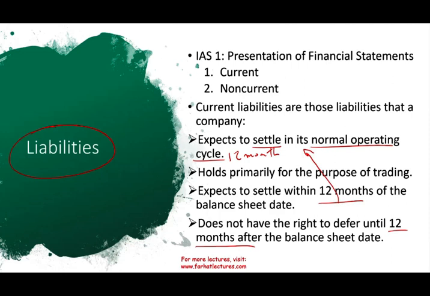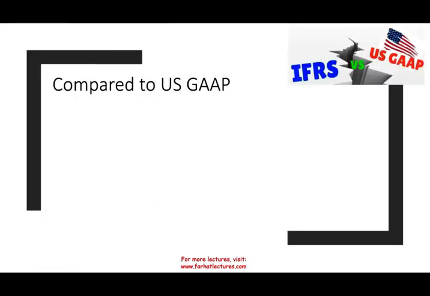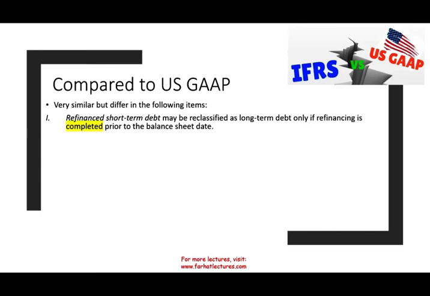Now, compared to US GAAP, they're very similar in terms of how we define liabilities, but they differ in a few things. One is refinancing short-term debt. Under IFRS, refinancing short-term debt may be classified as long-term only if the refinancing is completed before the balance sheet date. What does that mean? If you have a short-term loan that is going to be refinanced, where you're going to replace this loan with a long-term loan, then for that short-term loan to be considered long-term, you have to refinance it before the balance sheet date.